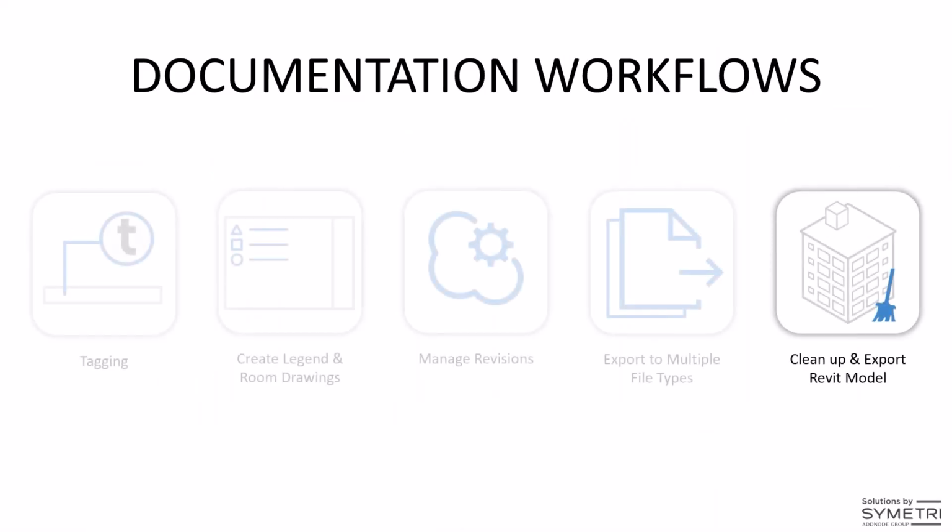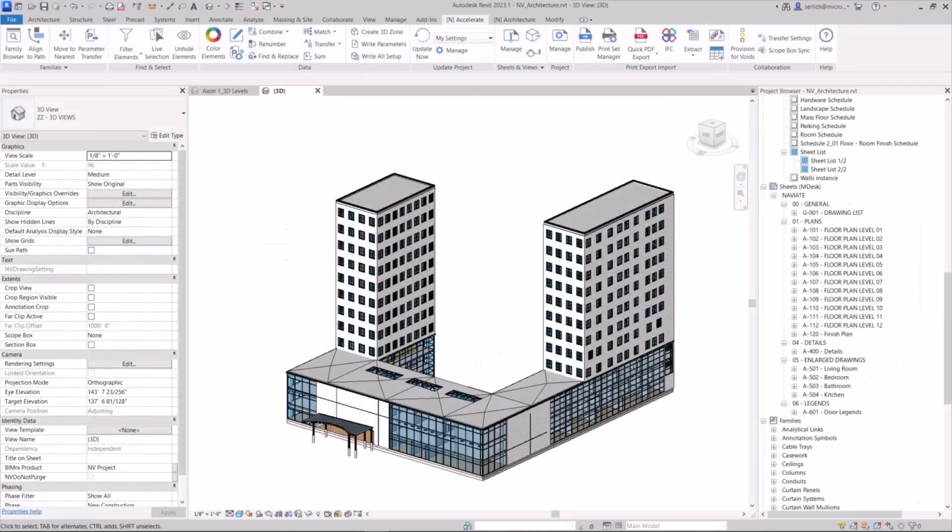So the last workflow I want to show you is with the Revit model itself. Instead of exporting multiple file types, sometimes we need to just export a copy of the Revit model. And not just export a copy of the Revit model, but have that export cleaned up to not include certain things that we don't want to send to our consultants. And this is what the next feature is going to show you.